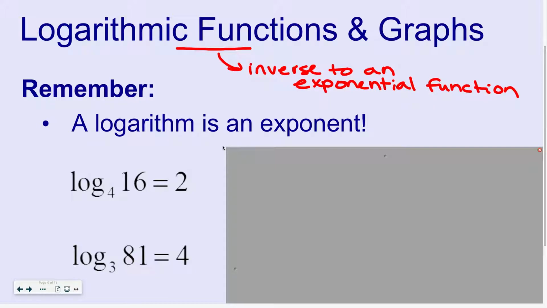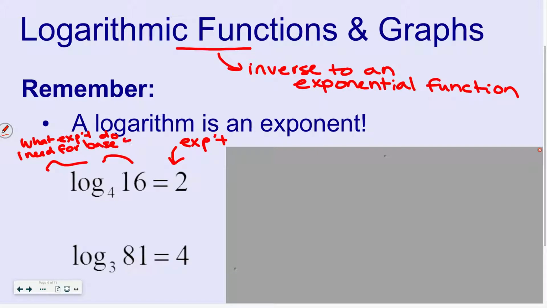So in this equation, log base 4 of 16 equals 2, the answer to the log, so the log is over here, right? Here's the whole log expression. The answer is the exponent. This stuff right here is just asking the question, what exponent do I need for base 4 to get 16?